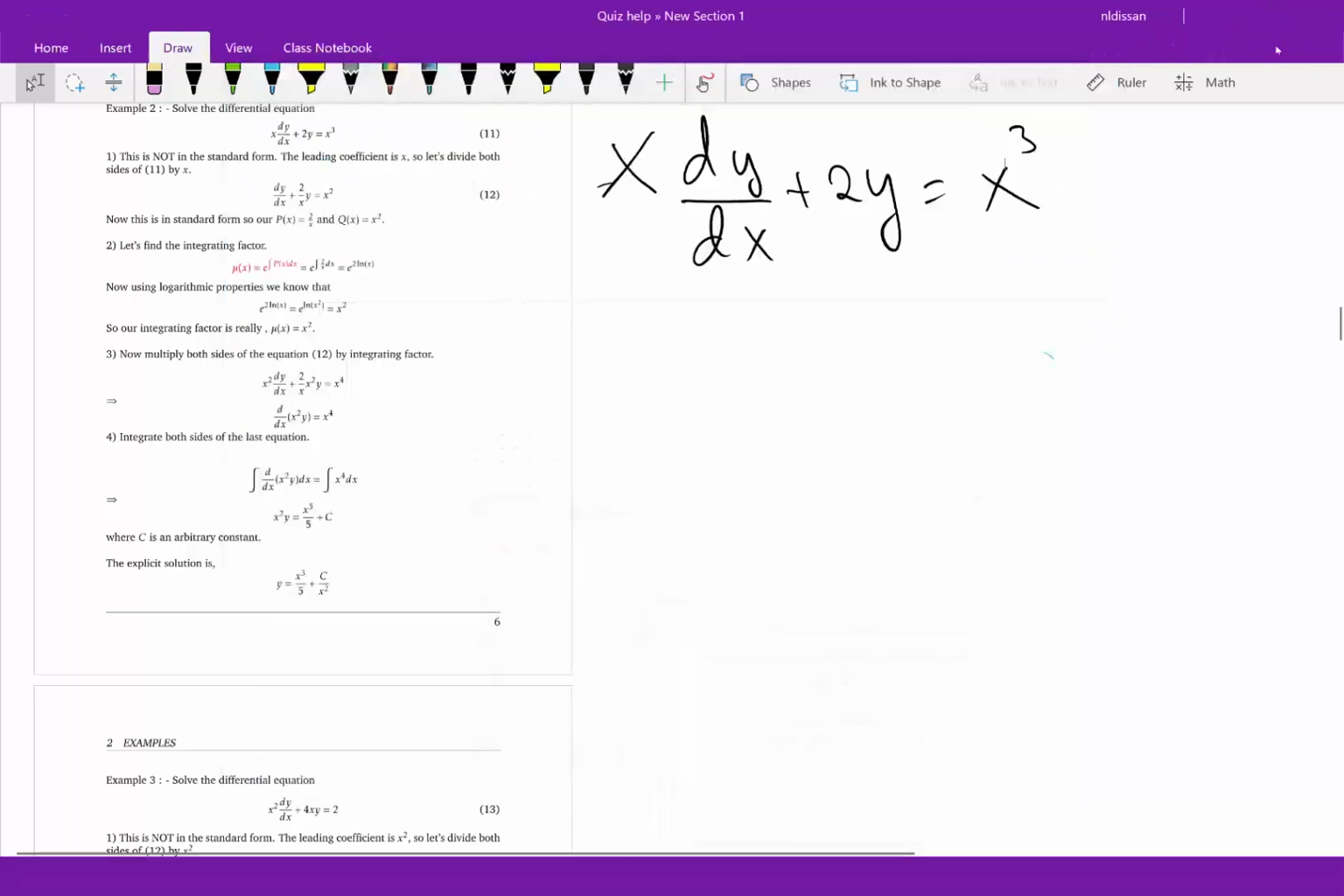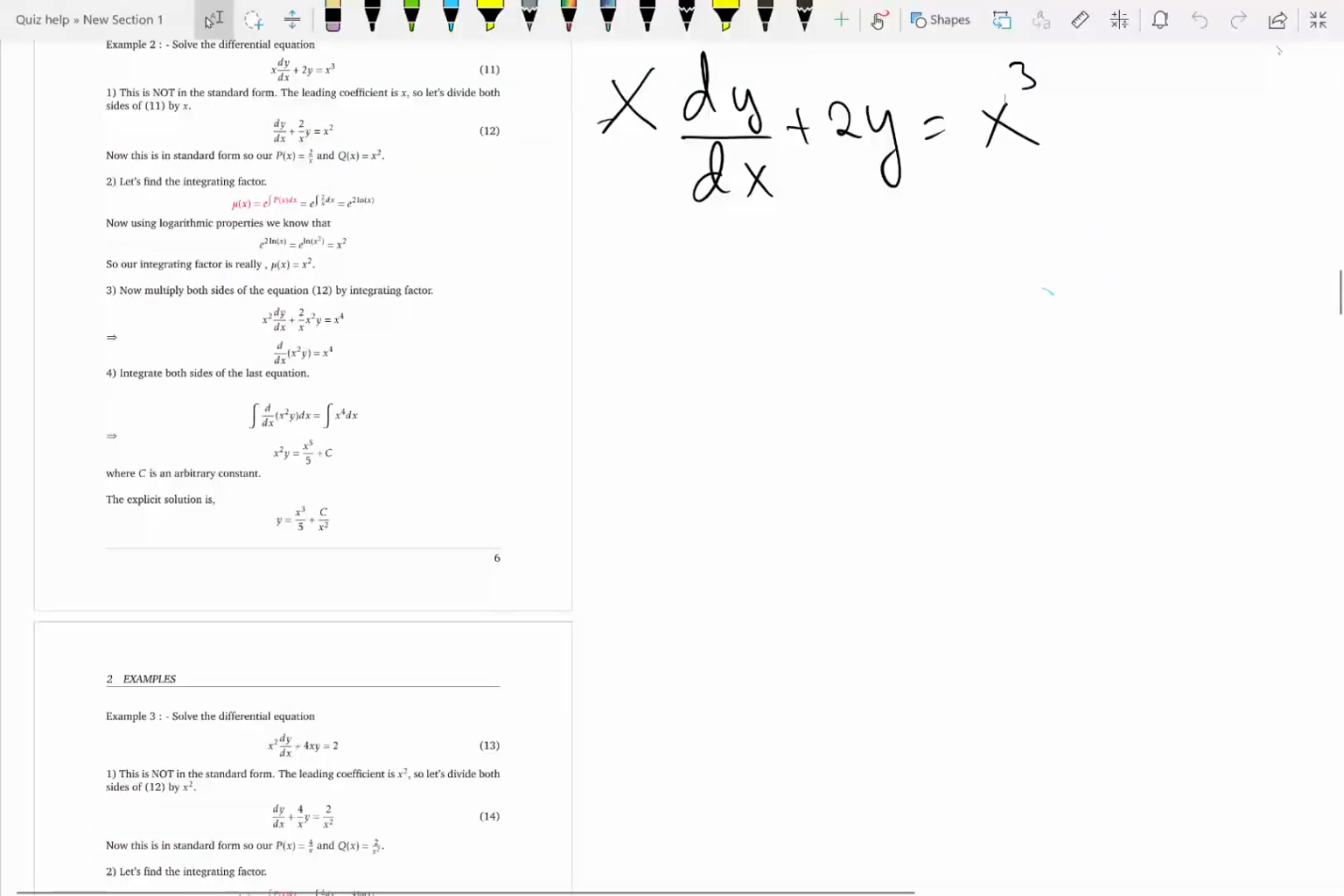Alright, hello everyone. In this video I'm going to solve some easy linear equation problems. So let me do example 2 in the notes. We have this differential equation, and the first thing we need to do, as you know, is convert this differential equation into standard form.